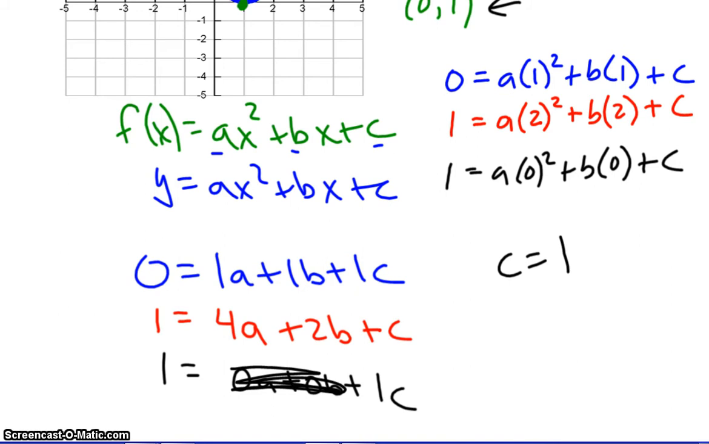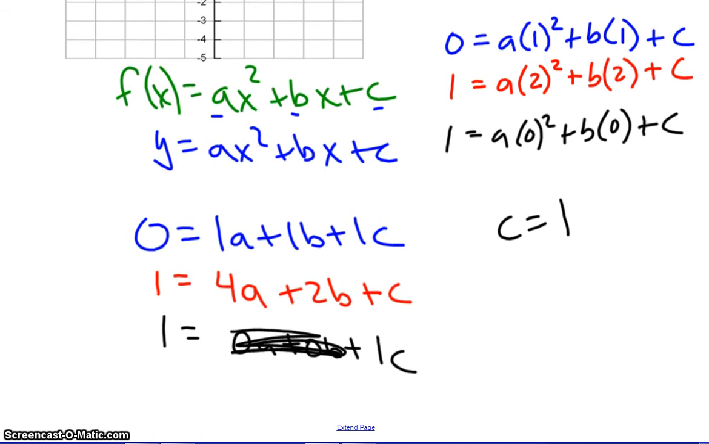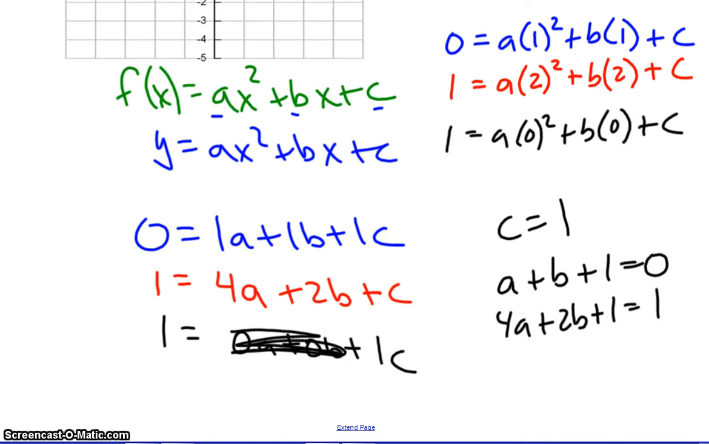And then there's some options we could do in order to find out the other letters a and b. We could do some elimination, find a and b. We could also do matrices if we needed to. But for this case, we could just go ahead and do elimination, plugging 1 in for c. So now this is a plus b plus 1 equals 0, 4a plus 2b plus 1 equals 1. And then when we move everything to the other side, a plus b equals -1, 4a plus 2b equals 0. And then we can multiply a row by 2. So why don't you go ahead and finish that, find a and b.